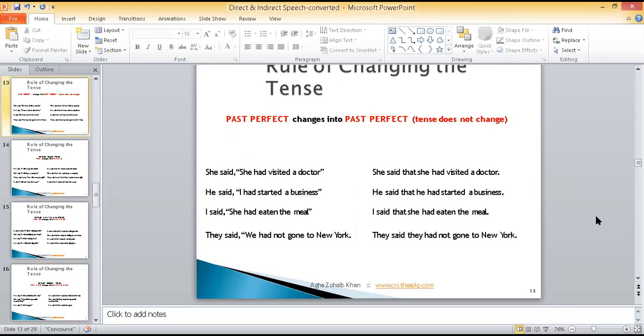Now, remember one thing, that simple present into simple past into past perfect. What to do with past perfect? Do not do anything. This tense doesn't change. It remains as it is.